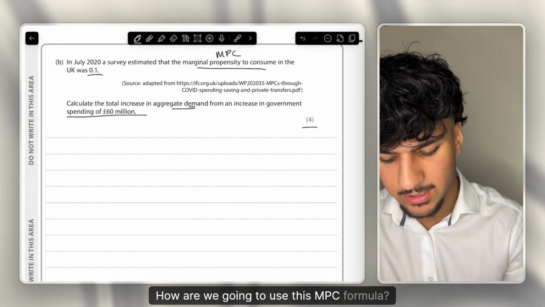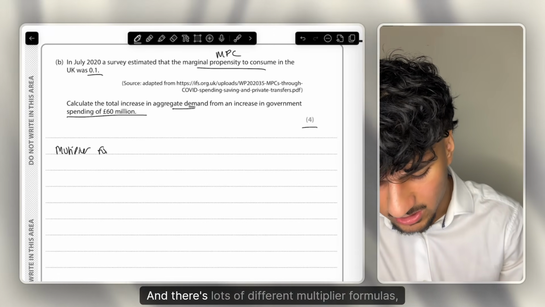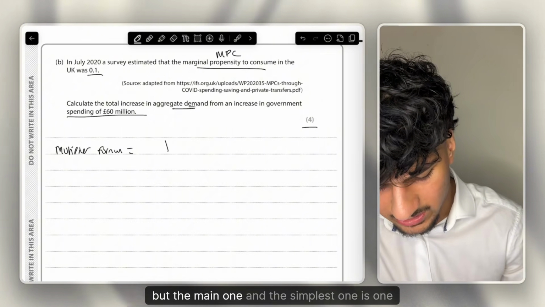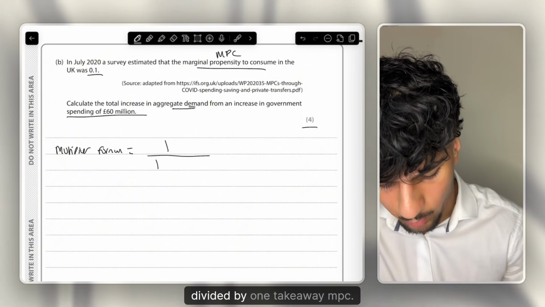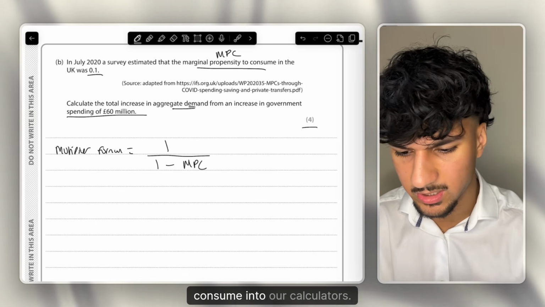How are we going to use this MPC formula? Of course, we're going to use the multiplier formula, and there are lots of different multiplier formulas, but the main one and the simplest one is 1 divided by 1 minus MPC. So let's put that marginal propensity to consume into our calculators.